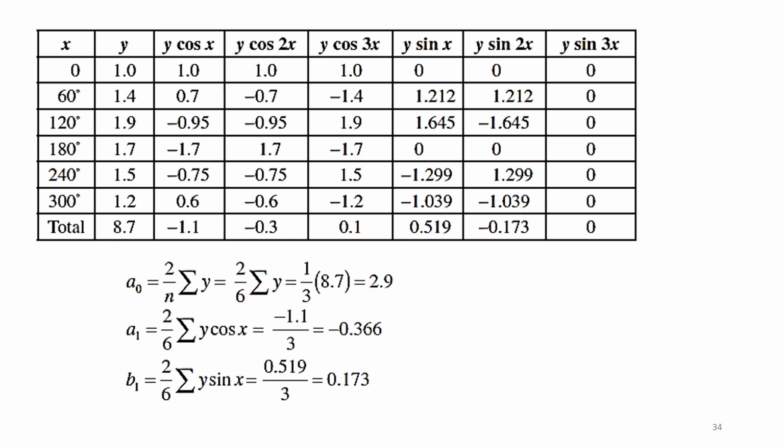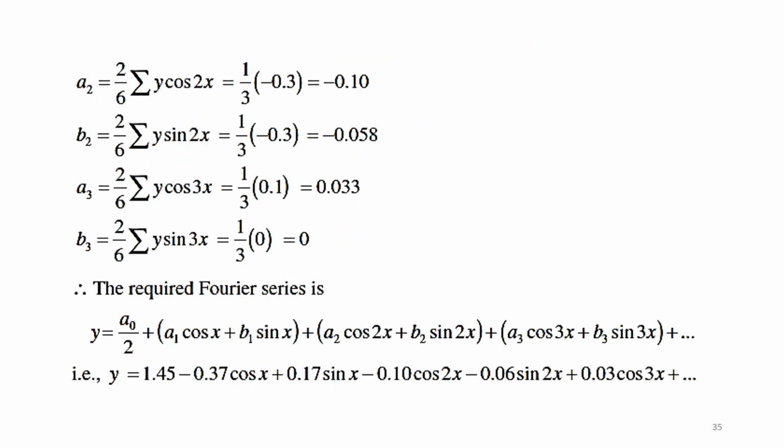And you know that a1 is equal to, what is the formula for an? 2 by n, which is 2 by 1 into n. What is the value of n? N value is nothing but 6. So 2 by 6 summation y cos x. What is the value of y cos x? Minus 1.1. Okay, and 2 by 6 into, what is the value of y sin x? 0.5. Same goes for cos 2, sin 2, cos 3, sin 3. So I'll get all the required values, and I'll substitute them in the formula. This will be my harmonic equation.